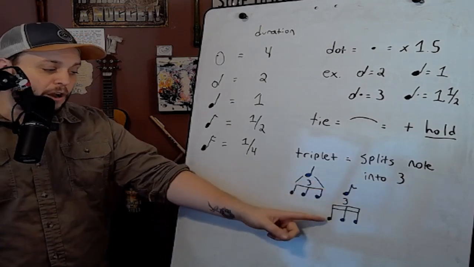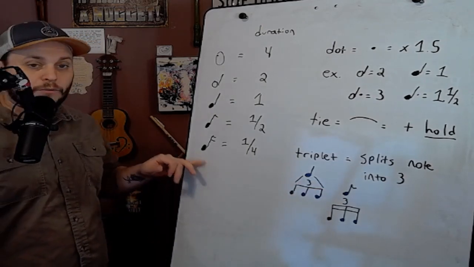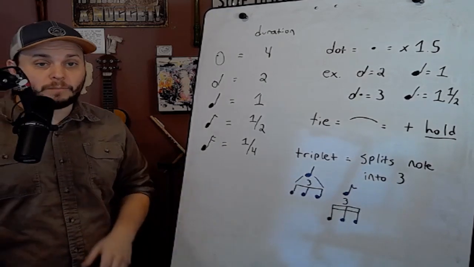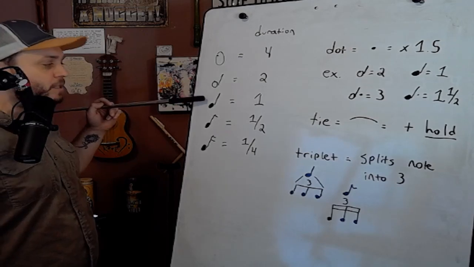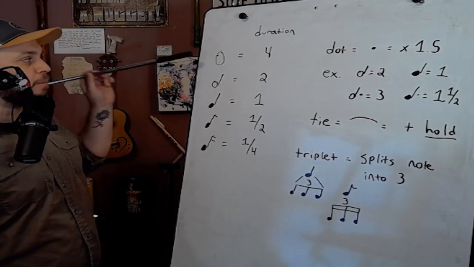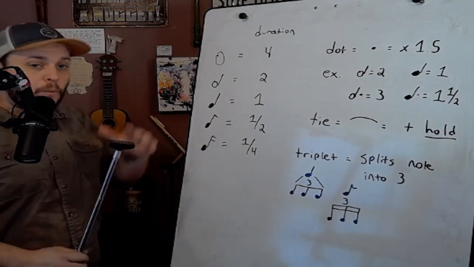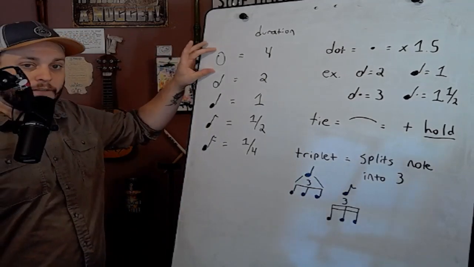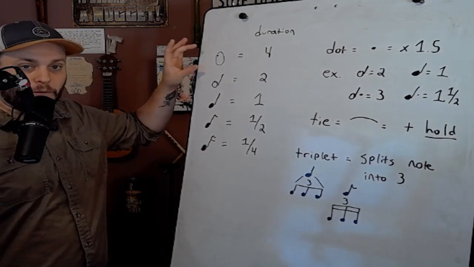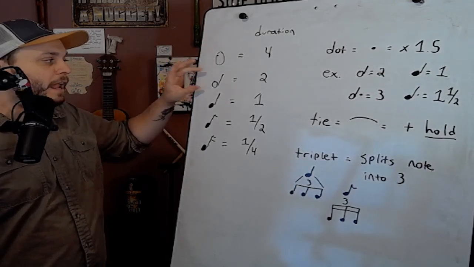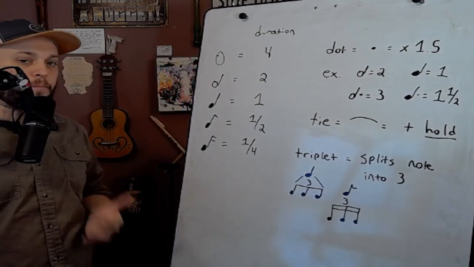You can split an eighth note three ways to 16th note triplets. You could split a 16th note three ways to 32nd note triplets. You could split a half note three ways to quarter note triplets. You can split a whole note three ways to half note triplets. So the way it works is you're splitting this level into three of that level. Whatever is the slower level of a rhythm, you split it three ways into the next fastest rhythmic level. So that's what a triplet is.